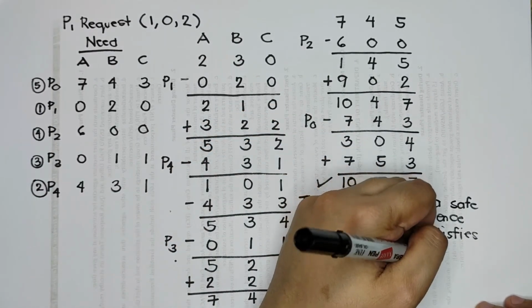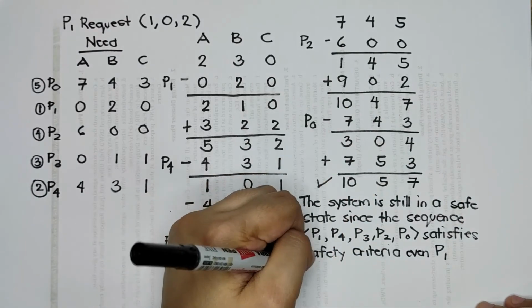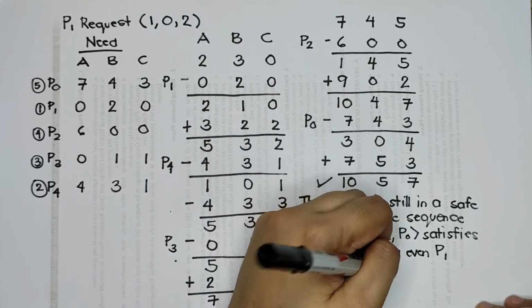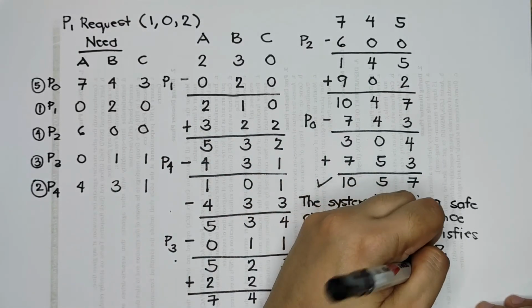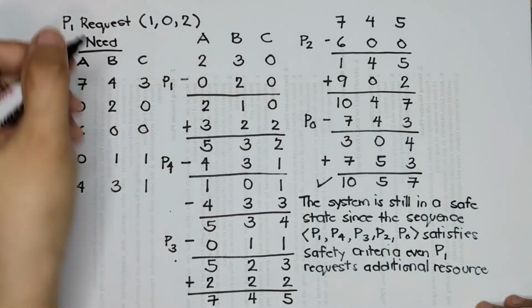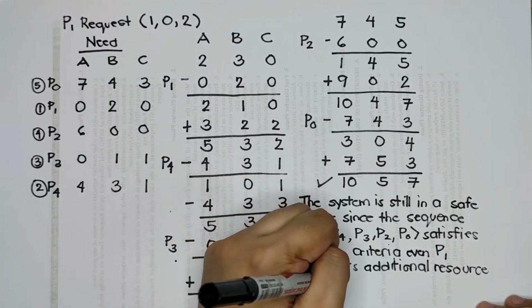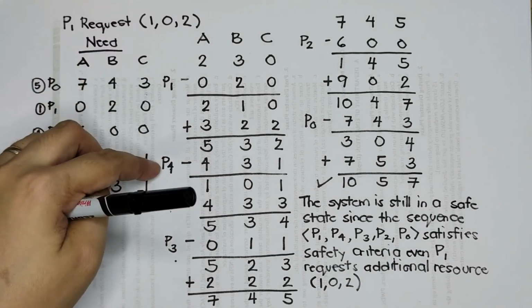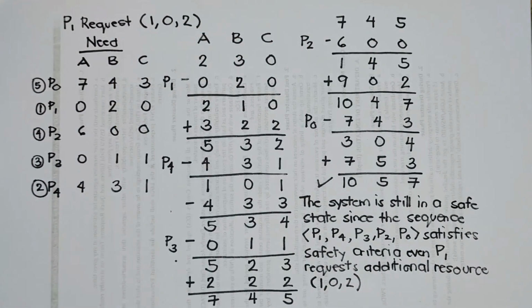Even, okay, let's just add even if P sub 1 requests additional resource, which is our additional resource is 1, 0, 2. So again, this example, the system is still in a safe state since the sequence P sub 1, P sub 4, P sub 3, P sub 2, and P sub 0 satisfy safety criteria even though P sub 1 requests additional resource, which is 1, 0, 2.